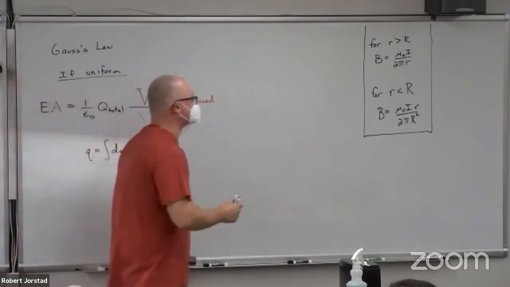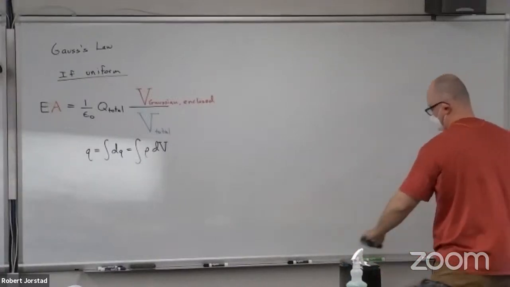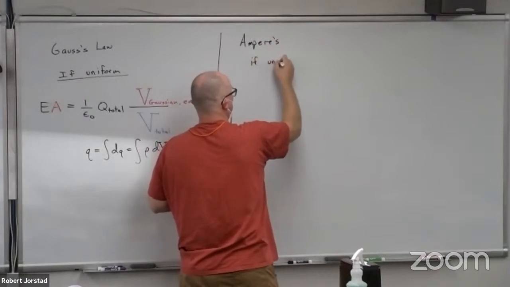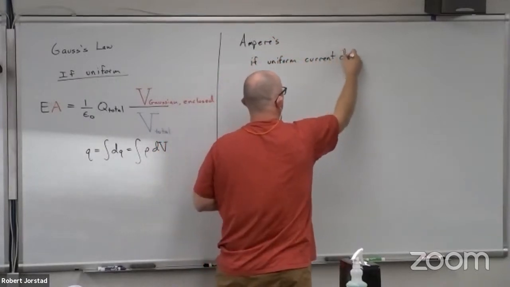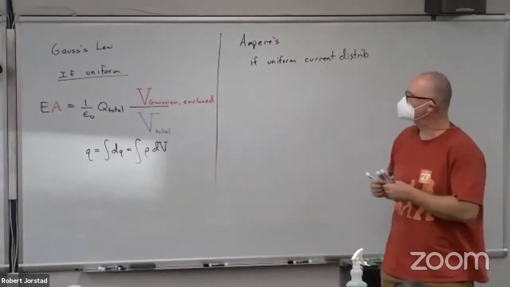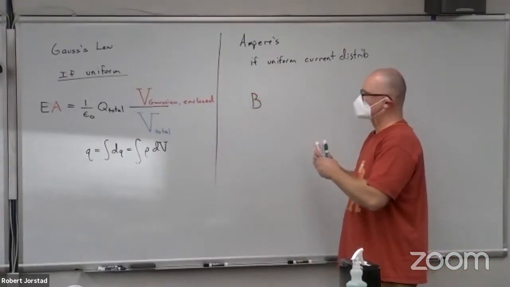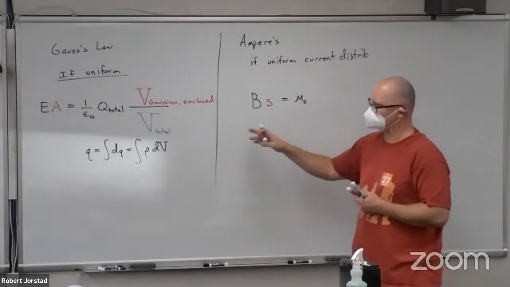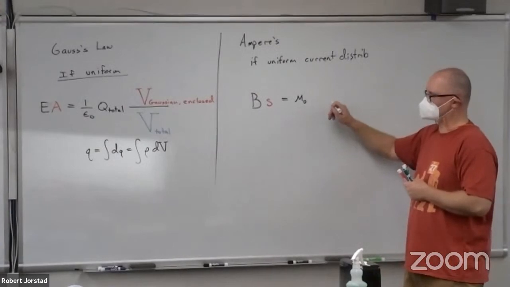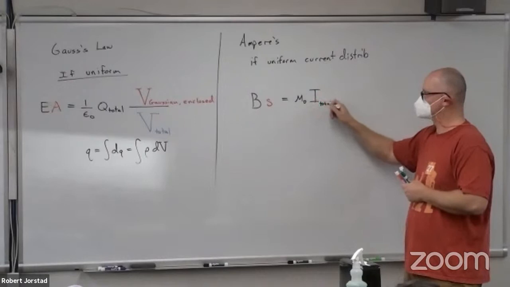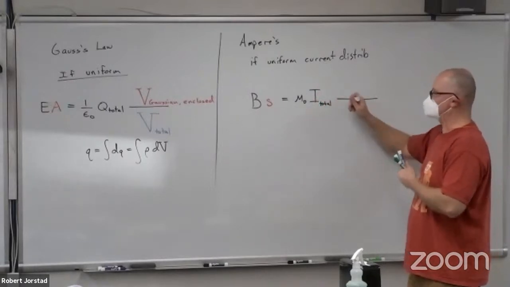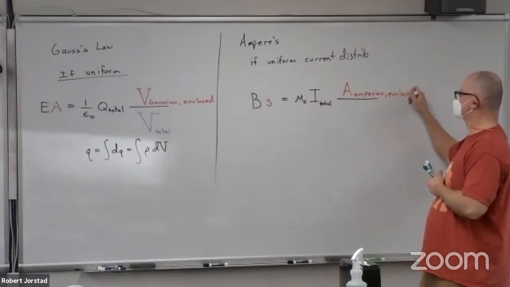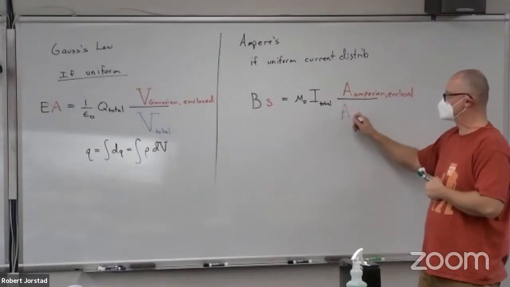What do you think the Amperian equivalent is? Yes. So let's get that up here. If your current is uniformly distributed, we're going to get B s is equal to mu naught, some constant. Notice the mu naught's on top, the epsilon naught's down low, so what? We're going to get what? Tell me what to write. I total. Yep. Parentheses, A Ampere over A total. Now we use areas, right? A Ampere, however you want to write it, over area total.